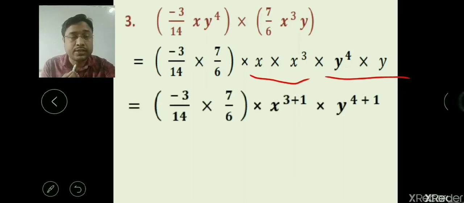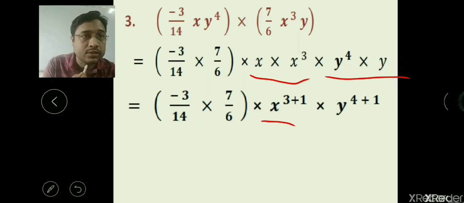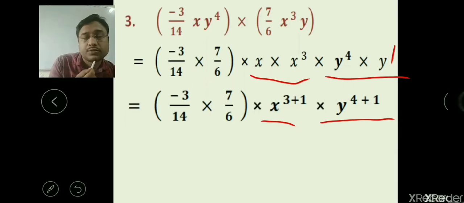Okay, x to the power 3 plus 1, again the base is the same here. Here the power is 1 given, x to the power 1. So it will give the result x to the power 3 plus 1, and here y is y to the power 1. Then the result is y to the power 4 plus 1.